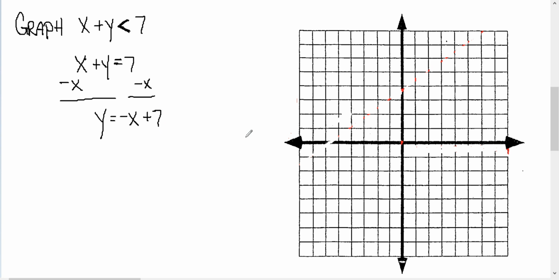Let's go ahead and graph this. I'm going to start my y-intercept at 7: 1, 2, 3, 4, 5, 6, 7. My slope is negative 1 over 1, rise over run. So I'm going to go down 1 and over to the right 1. There's my second point. Draw a straight line, something like this, and bring it up. And let's see what the behavior of this graph will be.